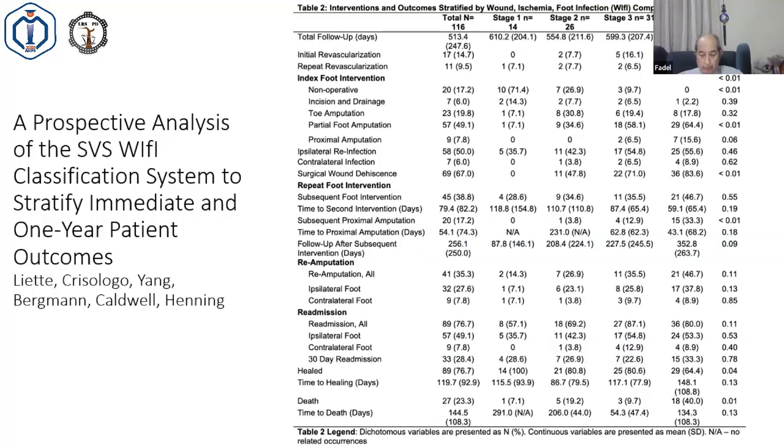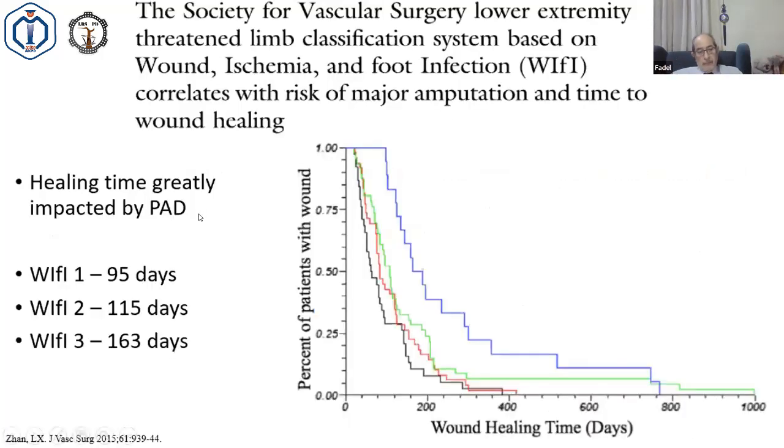This is a bit of a busy slide, but I want to draw your attention to a few areas here. First, looking at surgical wound dehiscence. If you look, WIfI 1 or stage 1, none of these patients, although there were only 14, had it, and it really increases as you increase the stage. WIfI 2 had almost half, 47.8%. WIfI 3, 71%, and a WIfI 4, 84% of the patients.